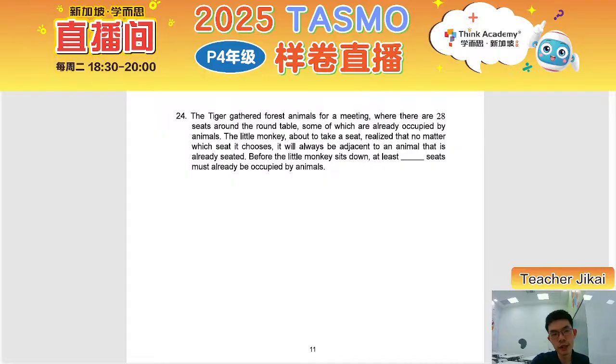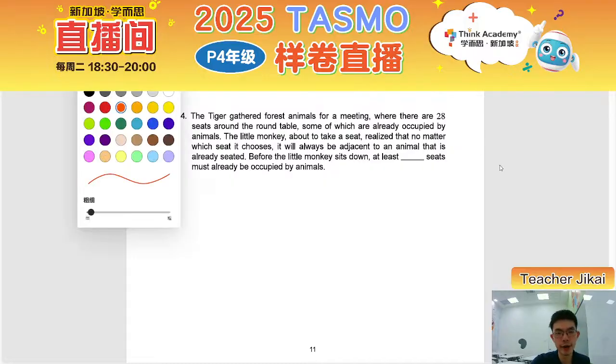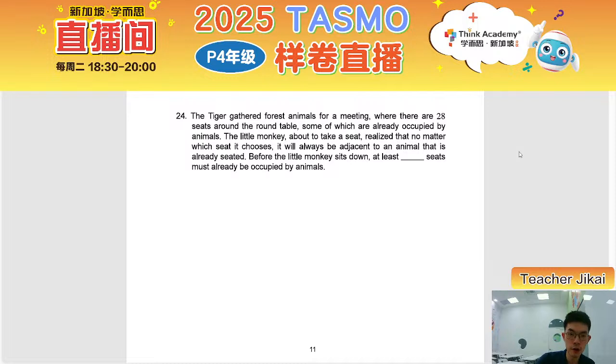Okay, question 24 is something in a fairy tale, right? The tiger wants the forest animals to get a meeting, here with 28 seats. Yes, a round table, 28 seats around a round table. So here, the little monkey is taking a seat, and no matter which seat it chooses, it is always adjacent to an animal. So this is kind of a pigeonhole principle. First, we want to know at least how many seats must be occupied.